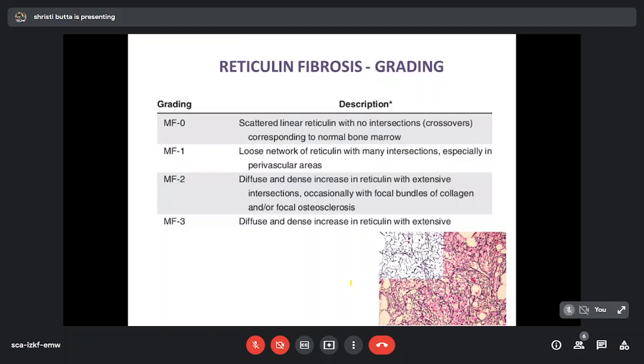Now coming to reticulin fibrosis. When we grade it, we have either MF0, that I said, associated with scattered linear reticulin deposition, MF1, where there is a loose network of reticulin, and MF2 with diffuse and dense increase in the reticulin network. Sometimes even focal osteosclerosis happens here. In MF3, on the other hand, you have a diffuse and dense increase in the reticulin with extensive deposition of reticulin, as well as dense osteosclerosis that is seen here.